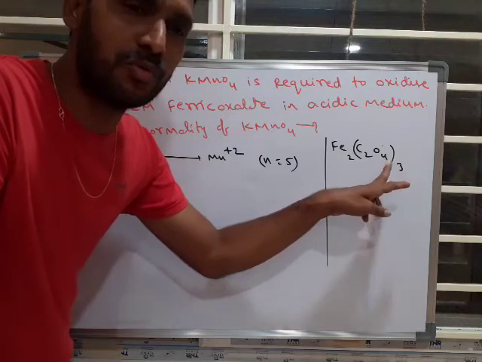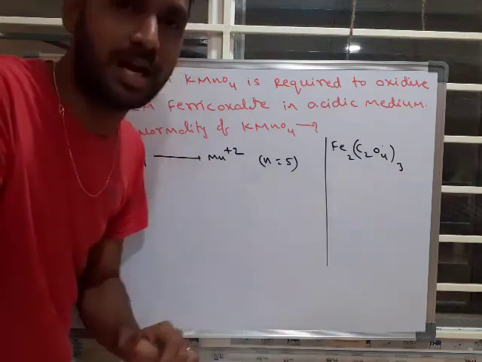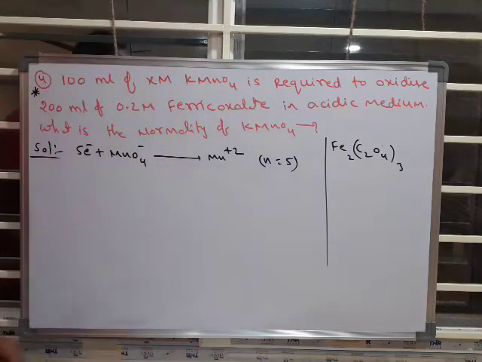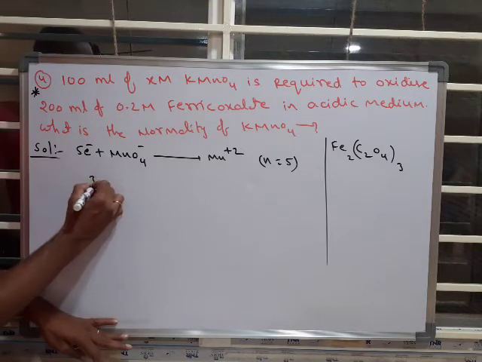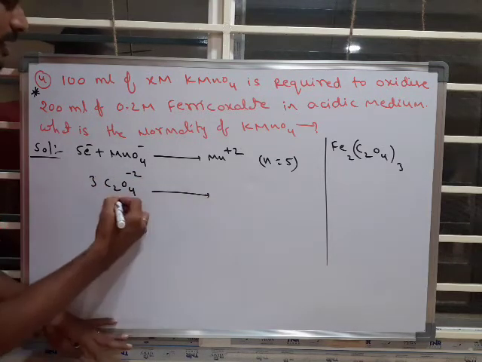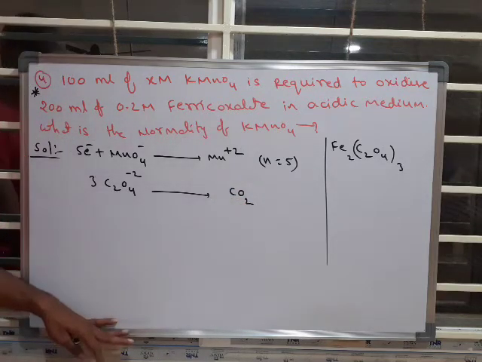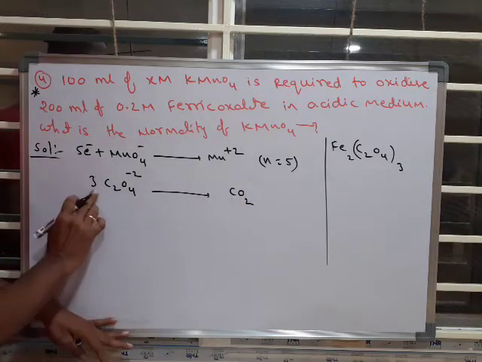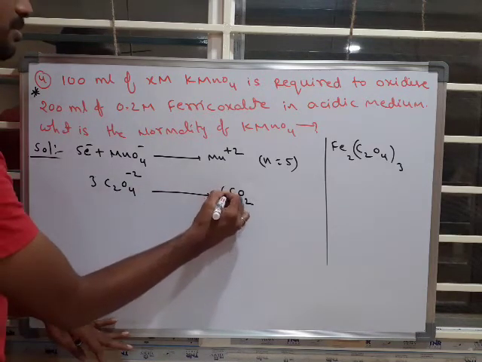But how many C2O4 minus 2 ions are there? 3 are there. We have to consider the total ions. So 3 C2O4 minus 2 ions. We know that C2O4 minus 2 ion changes to carbon dioxide. So balancing carbons, 6 carbons, 6 carbons.